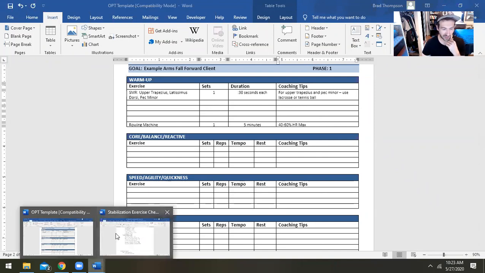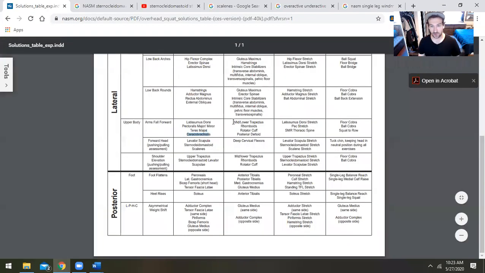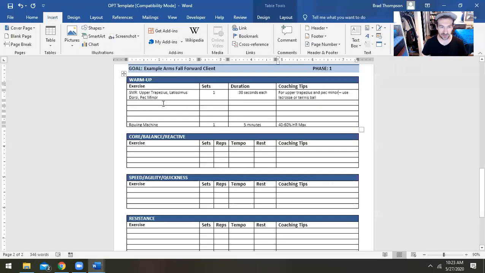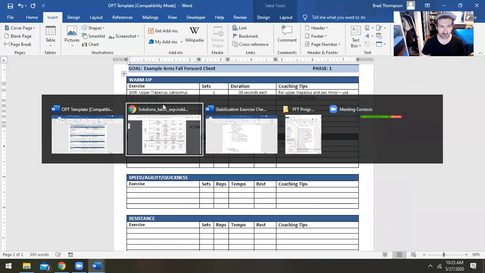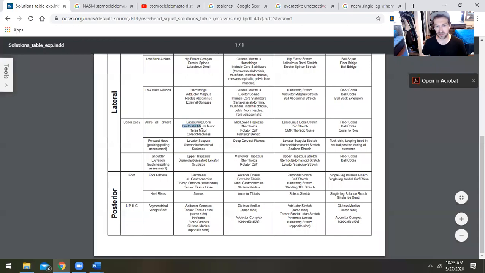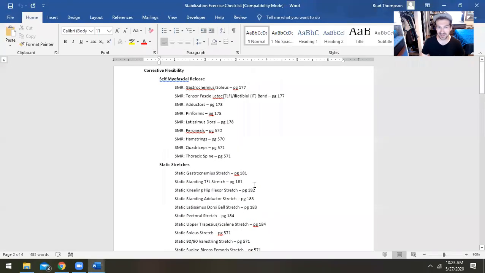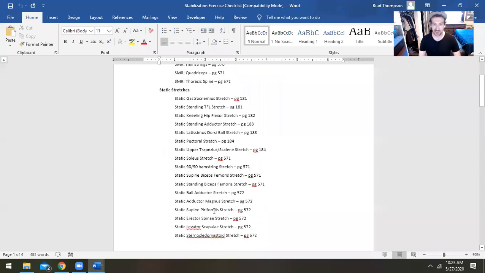So looking at our stretches here, the first one we've got is the ball lat stretch for that latissimus dorsi. So static ball lat stretch. Right, going from there, we've got the pectoralis major and the pectoralis minor here. If you go to your list, you're not going to see a huge difference here. You're just going to see static pectoral stretch.